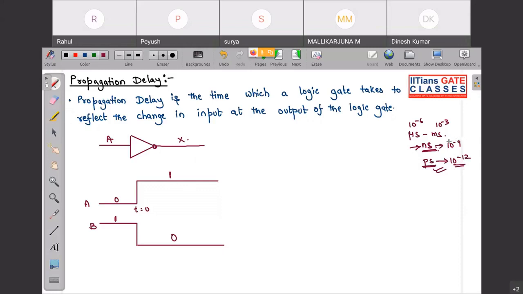So what happens? There is some delay. So due to that, your output will not transition exactly at t equal to 0, but at some later time. So this I am denoting by, okay, I have written B over here, sorry. So this will be X. So let me denote this by X dash. X dash indicates this is your delayed output.